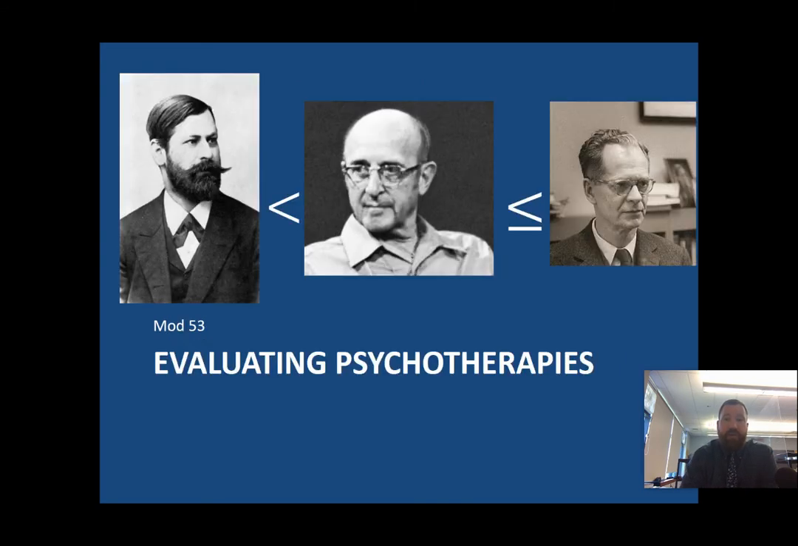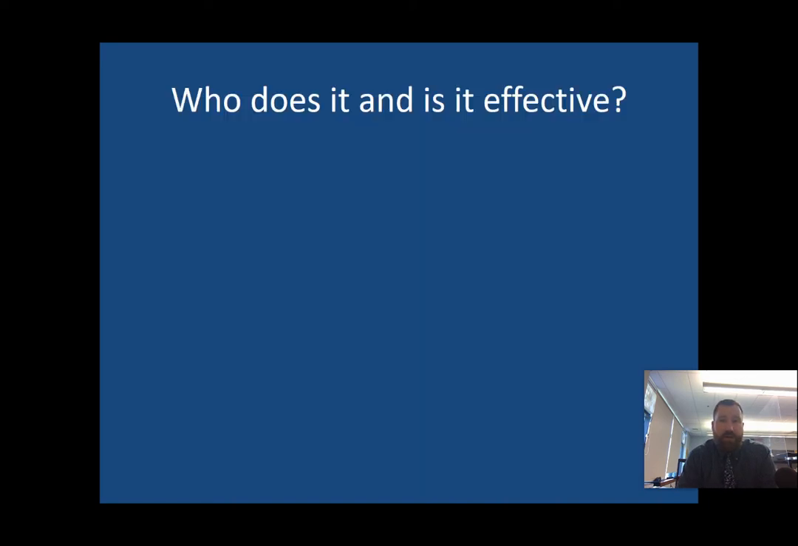So let's talk about how we should evaluate this, right? We've talked about a number of different therapies, right? That's actually Freud as a young man on the left, and then you should recognize Carl Rogers, and that's B.F. Skinner on the right. So how do we evaluate this? Are some therapies better than others?